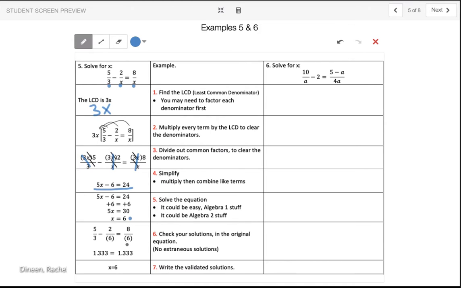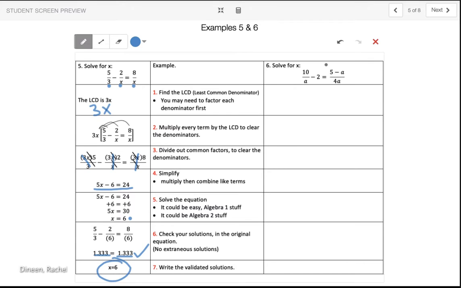So we got x equals 6. Then you need to check the solutions in the original equation to make sure that they work. Okay, 1.3 equals 1.3. It works. Then you're going to only write the solutions that are validated or that check. Okay, you will want to circle your answer so you are communicating that you understand what the final answer is.